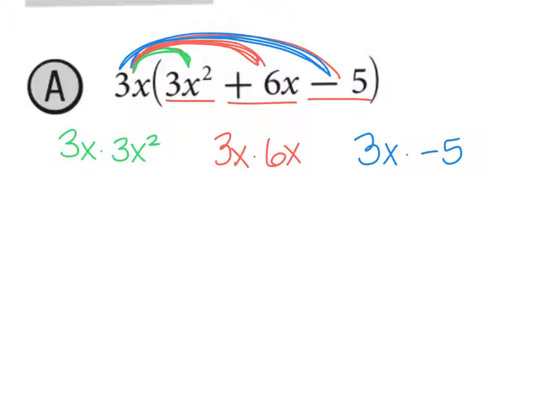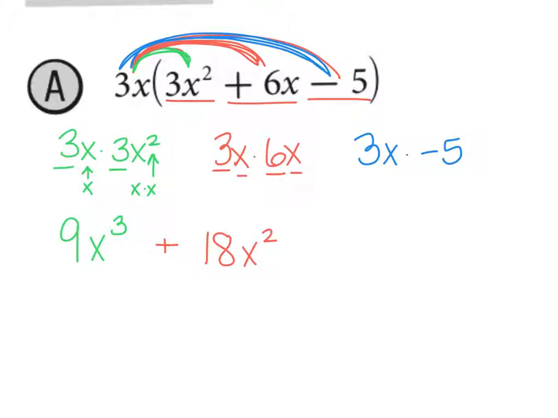So if I look just at this green part, I have 3 times 3, which is 9. And then I have 1x here and 2 right there, which is going to give me x to the third. If you aren't sure, you could write this out as x times x times x, and notice that there are 3 x's all together. For the red part, I've got 3 times 6, which is 18, x times x, which is x squared, and because that answer is positive, I'm going to put a plus sign in the front.